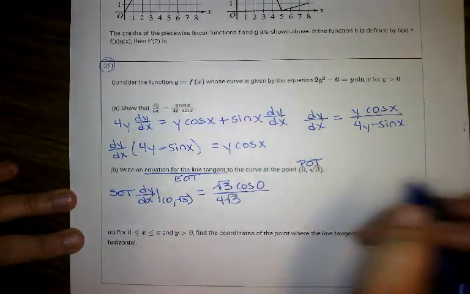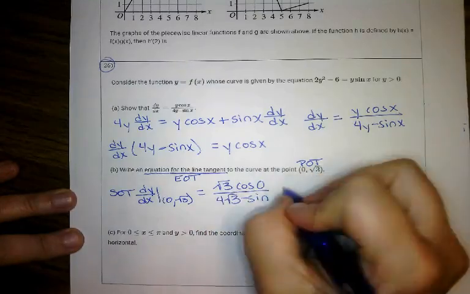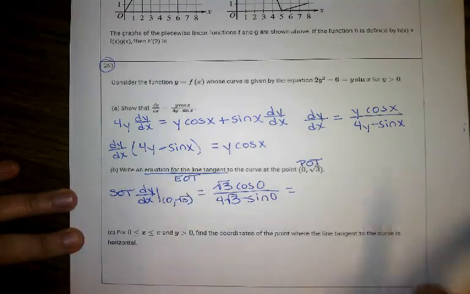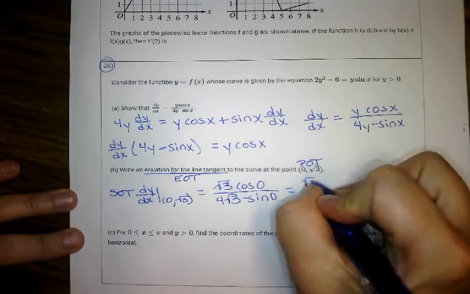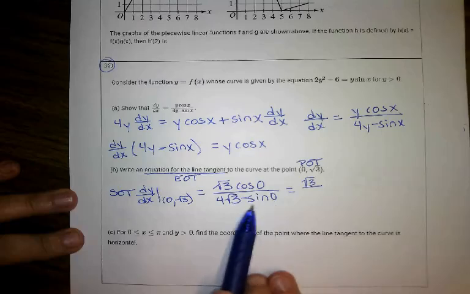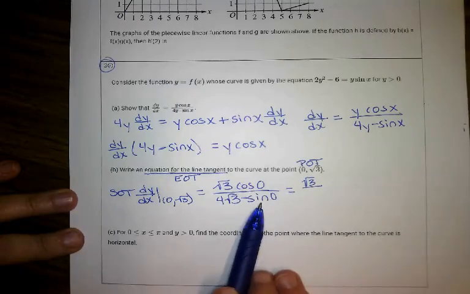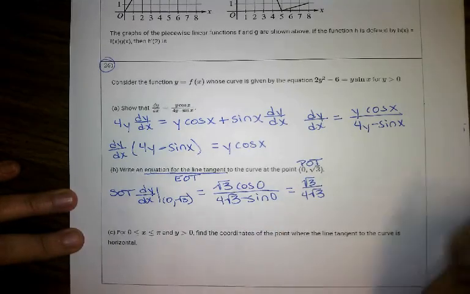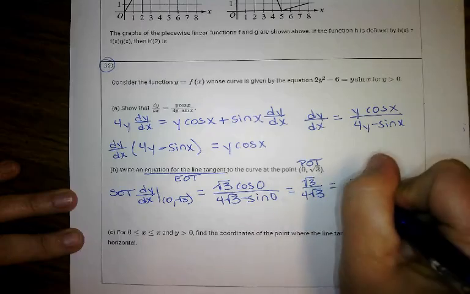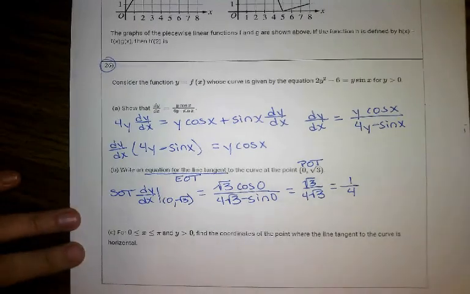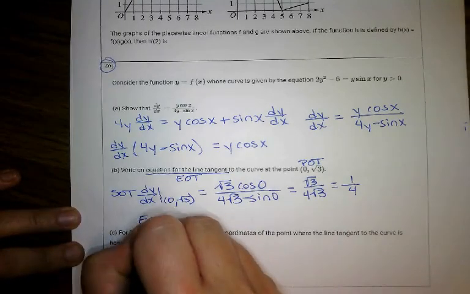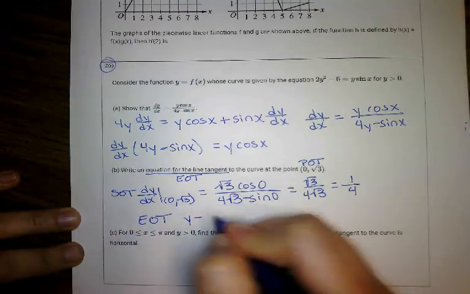So cosine of 0, I'm thinking about this coordinate straight over. The x value there is 1. So 1 times root 3 is root 3. My y value at 0 is 0. So this is just going to be left with 4 root 3. So when I have root 3 divided by root 3, that's going to cancel. I'm just going to have 1 over 4 here. Okay, so I should have enough to write my equation now. Y minus root 3 equals 1/4 times x minus 0.